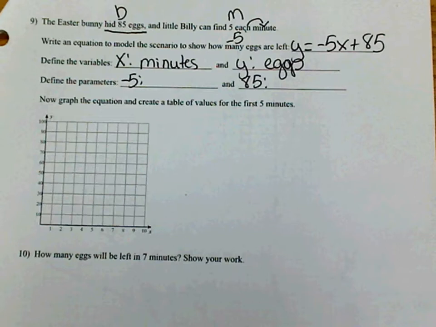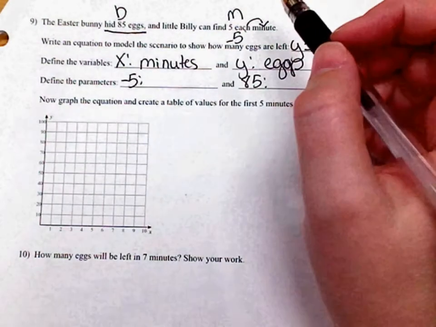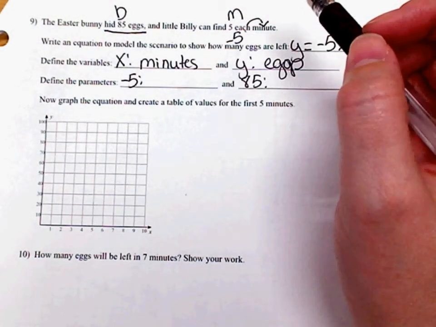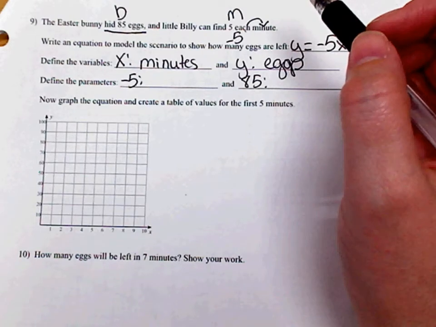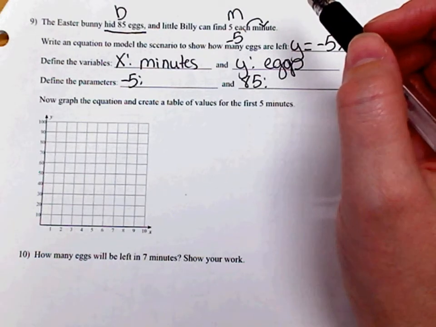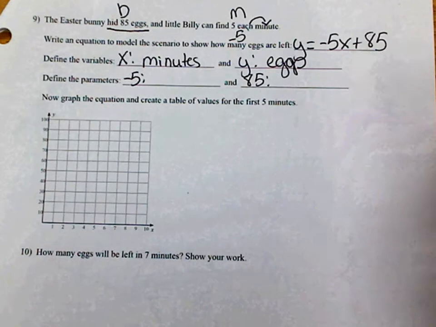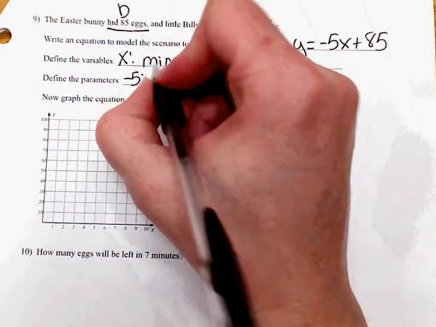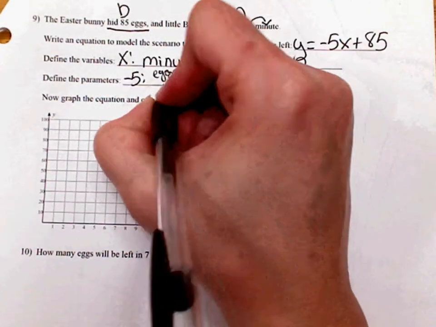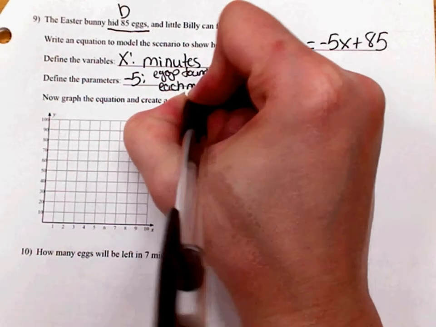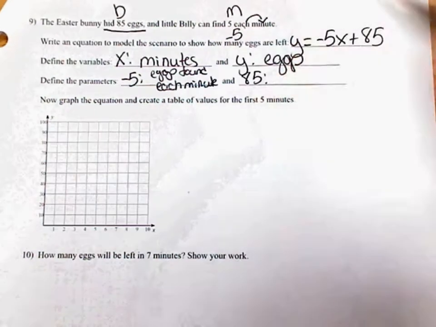What does -5 mean? -5 what? It's not minutes. It's what is going down. What's happening? What is happening each minute? The eggs are going down. So it's eggs found, right? Each minute. Okay?